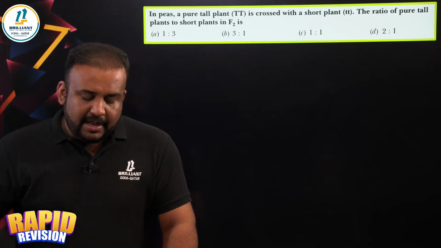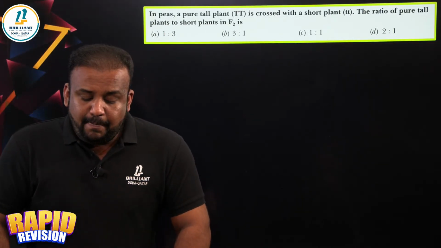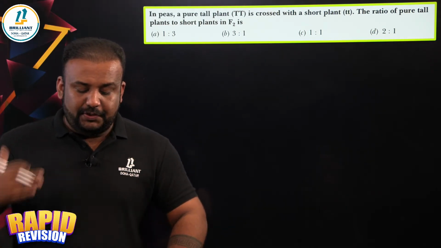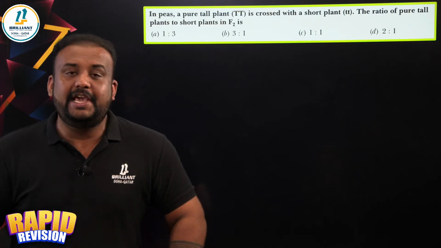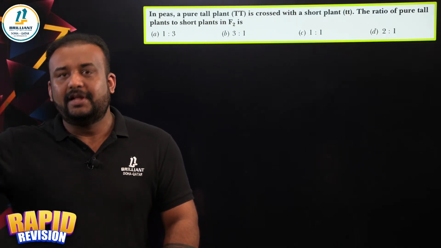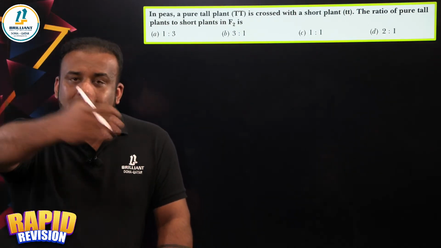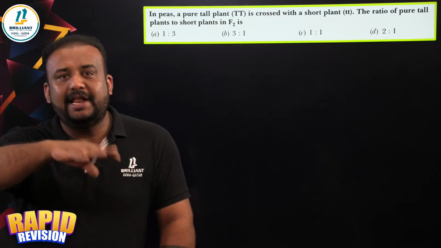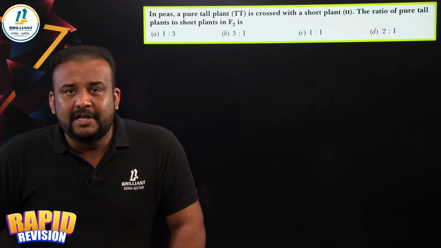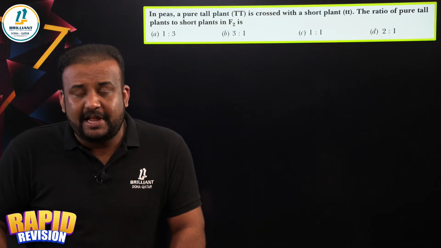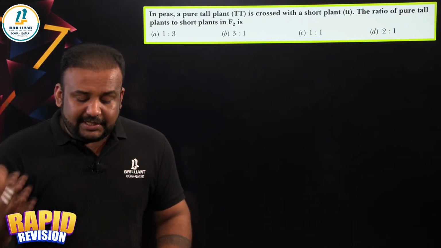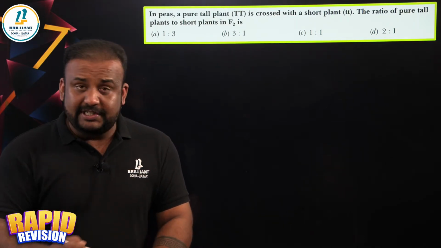Right. Next question. In peas, a pure tall pea plant is crossed with a short pea plant. The ratio of pure tall pea plants to short plants in the F2 generation is very important. In the chapter heredity and evolution, the most important area that you need to focus on is the Mendelian experiments and their outcome, the theory of heredity, and also sex determination. These are the two main topics in that chapter, and definitely you will have a question based on Mendelian crosses. So let's quickly have a recap of the crosses based on this question.